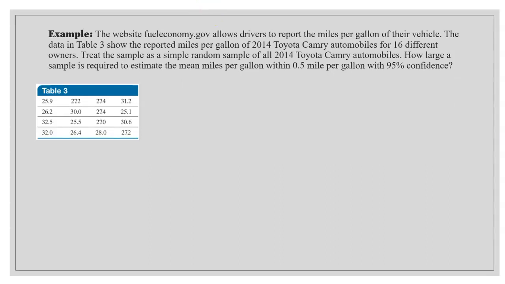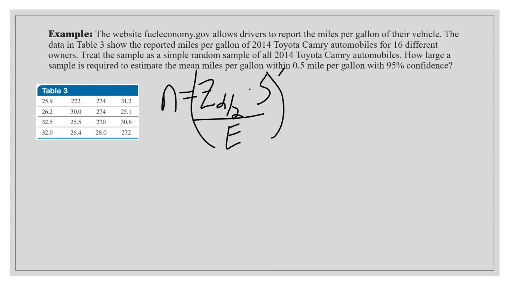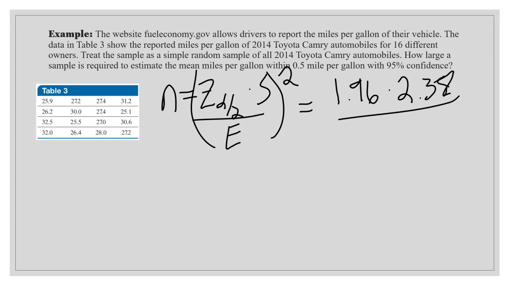So recall that the formula is N equal to our critical value Z of alpha over 2 times our sample standard deviation divided by our margin of error, all of that squared. So our critical value we just found out was 1.96. We calculated our sample standard deviation and got 2.38. And then the margin of error is this 0.5 that's given in the problem. We want it to be within that range, and so we're going to square that.